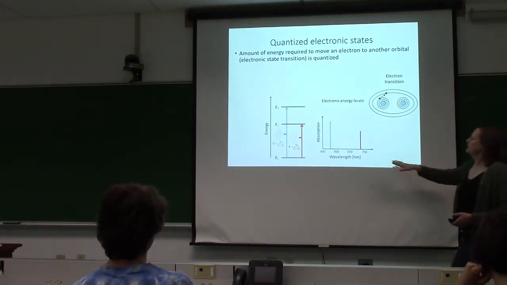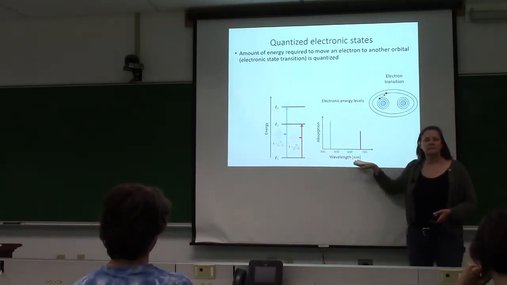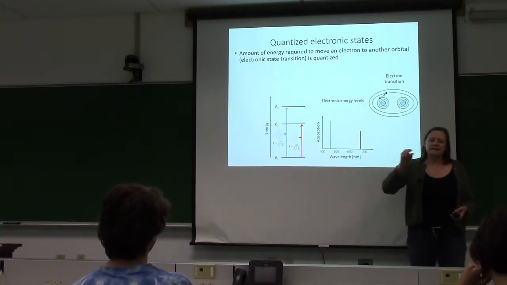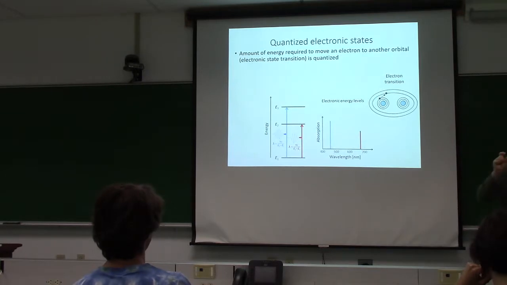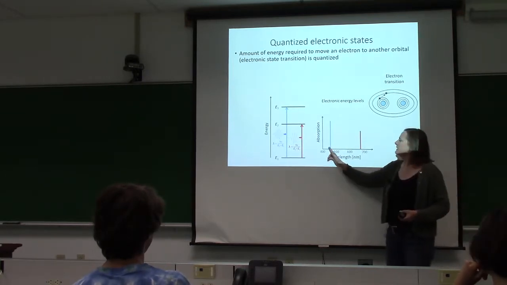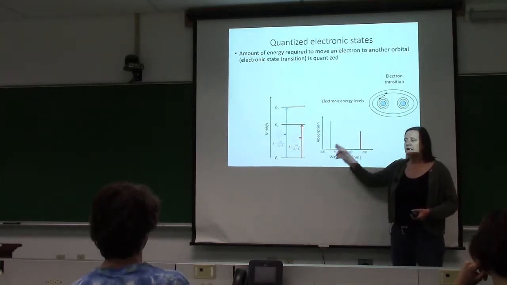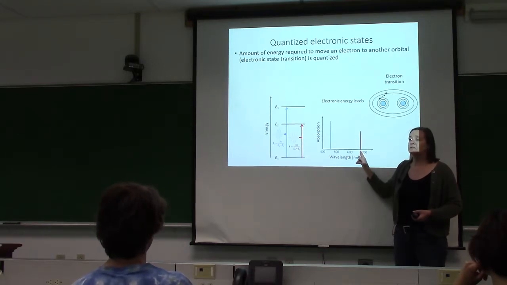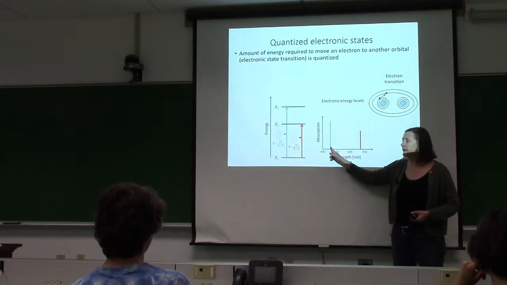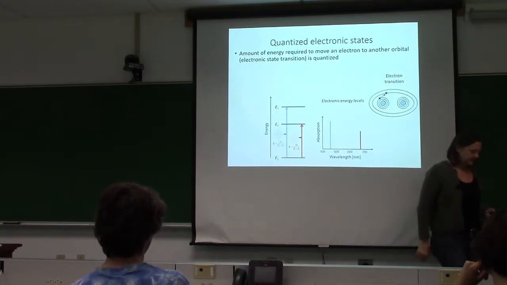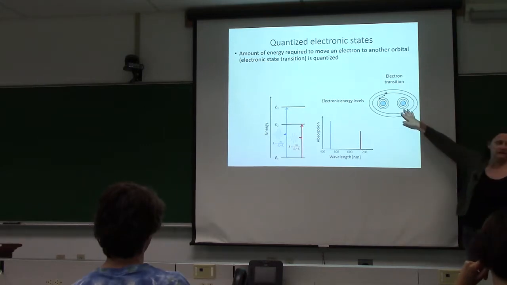And so we could plot this as absorption versus wavelength. So we would have a quantized amount of energy associated with this wavelength here, and a quantized amount of energy associated with this wavelength here. And nothing here, and nothing here, or here, or here, or here, but only here, right? That's the electronic state. And this is what's happening on a molecular level.